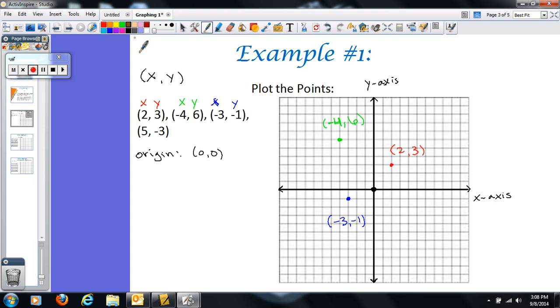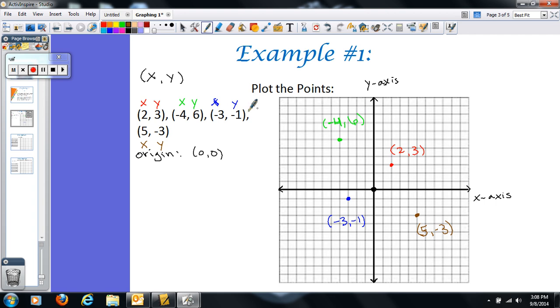And then last but not least is 5, negative 3. 5 on the x, 1, 2, 3, 4, 5, oh, and I drew my point again, that's not correct. So 2, 3, 4, 5, and we've got negative 3 on the y, so 1, 2, 3, which puts me right here at the point 5, negative 3.